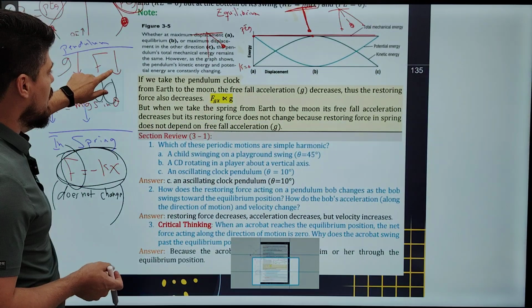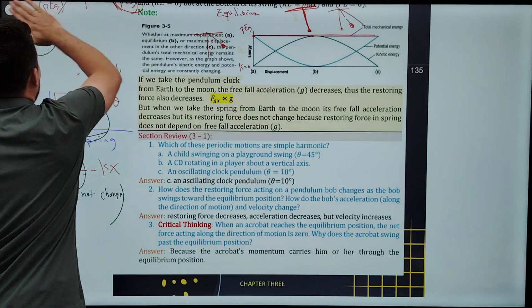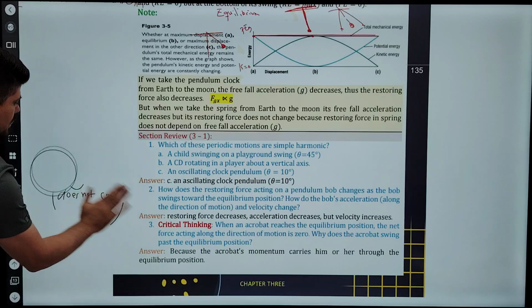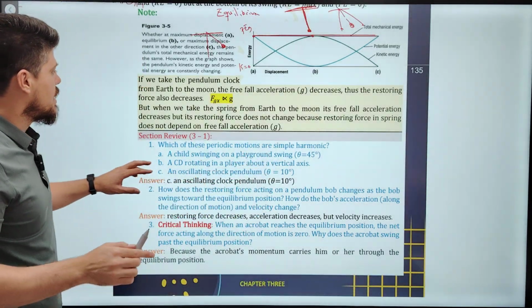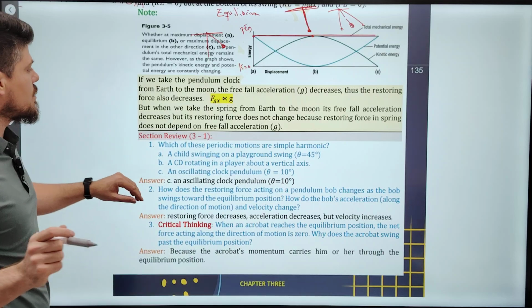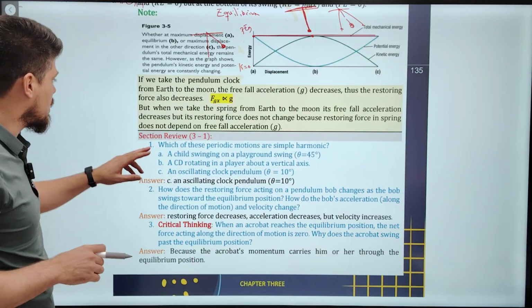Okay? Section review, section 1 in chapter 3. So we finish this chapter, inshallah. In the next lesson we will start explaining section 2 in chapter 3 about the period and frequency of a simple harmonic motion.